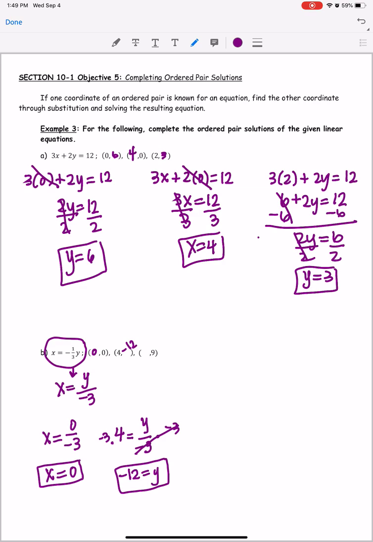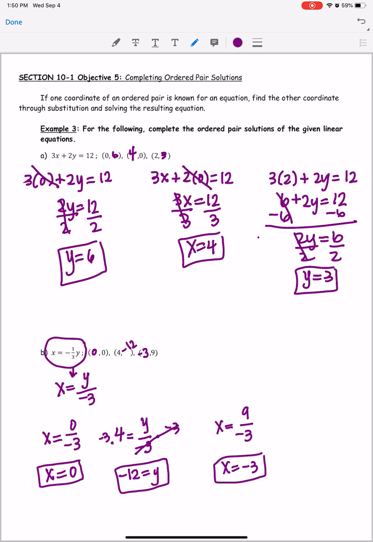And then my last ordered pair, we know y is 9. Solve this for x. So using this equation, x equals, we don't know. So x equals y is 9. 9 divided by negative 3. Well, 9 divided by negative 3 is negative 3. So those are our ordered pairs.